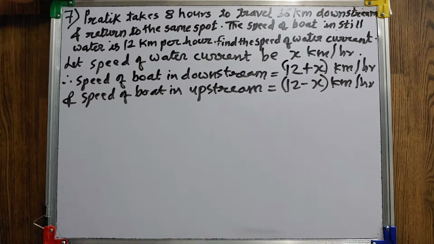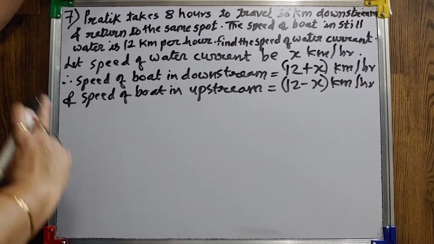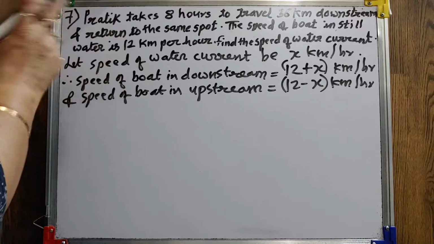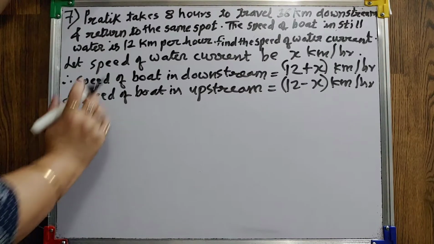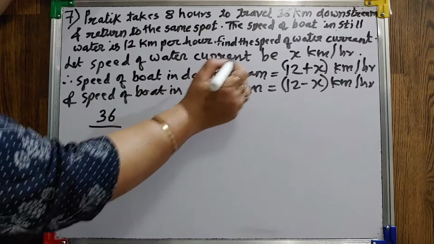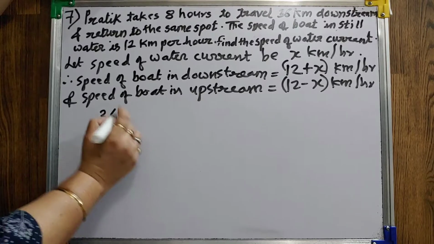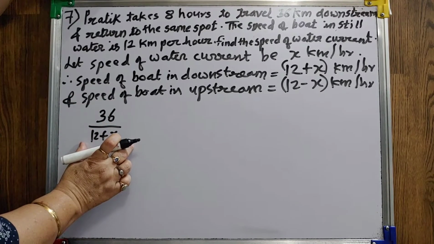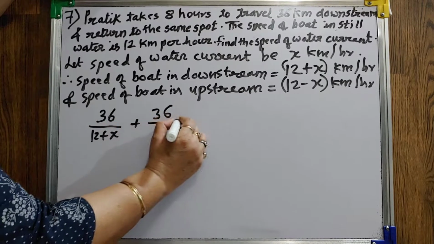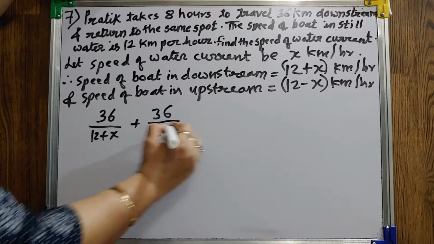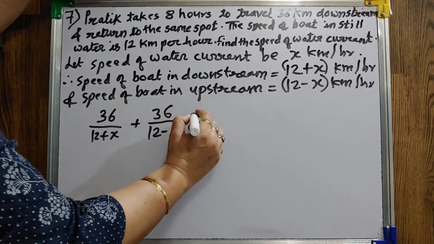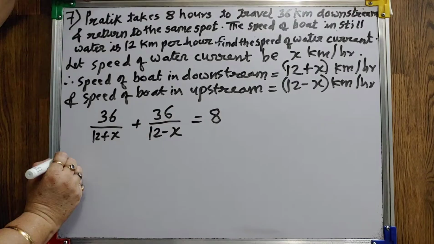Now total time taken is 8 hours. You know that speed equals distance upon time, so time will be equal to distance upon speed. So in downstream, total distance is 36. So this is your distance and this is your speed in downstream. So this is the time taken by the boat in downstream. Same way, 36 back upstream. Okay, so this is downstream time, this is upstream time. Total time is 8 hours.